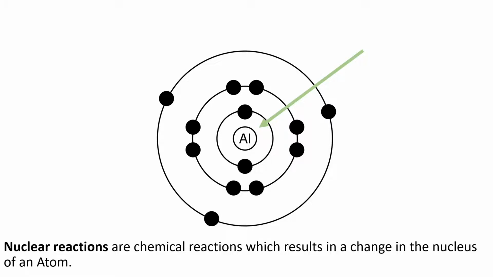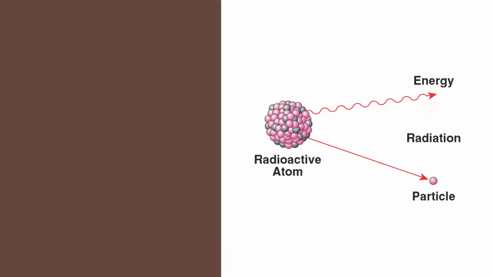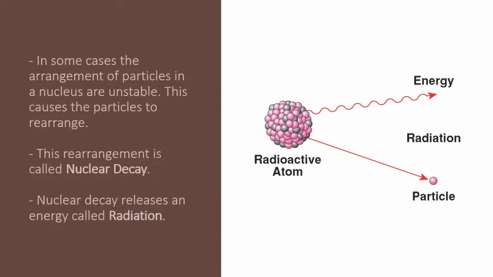Nuclear reactions are chemical reactions which result in a change in the nucleus of an atom. So at the end of a nuclear reaction, the nucleus of an atom will be changed. And if you'll recall the atomic number, which is the number of protons, if that's changed, it'll end up in a totally different element. So let's have a little bit more of a look at nuclear reactions here. To really understand nuclear reactions, we're first going to have to look at radioactivity and what that means.